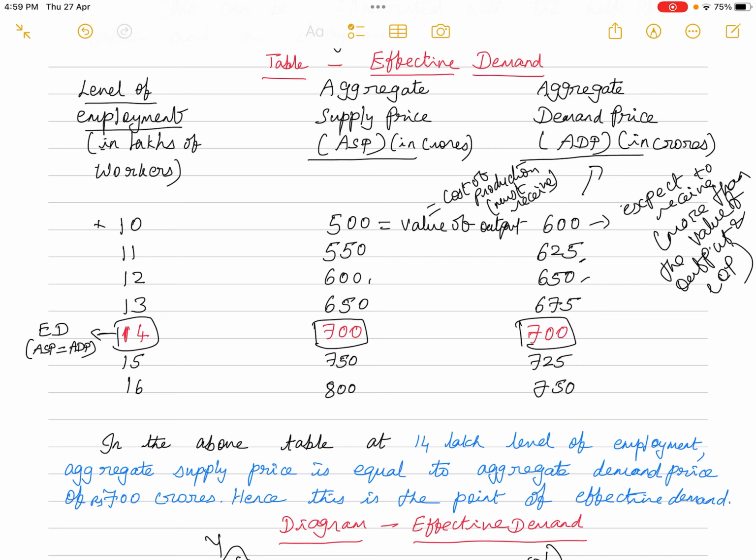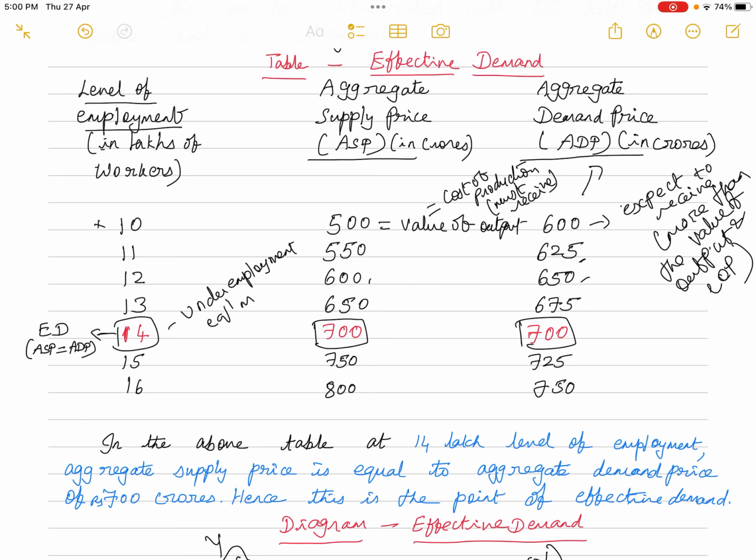Okay. So as far as this table is concerned, there are 16 lakhs labor force. But the economy reached the equilibrium even before employing the 16 lakh labor force. At 14 lakhs employment of labor force itself, the economy has reached the equilibrium position. So that means when the effective demand position is reached, the economy has reached the equilibrium position. So this 14 lakhs labor force is underemployment equilibrium.